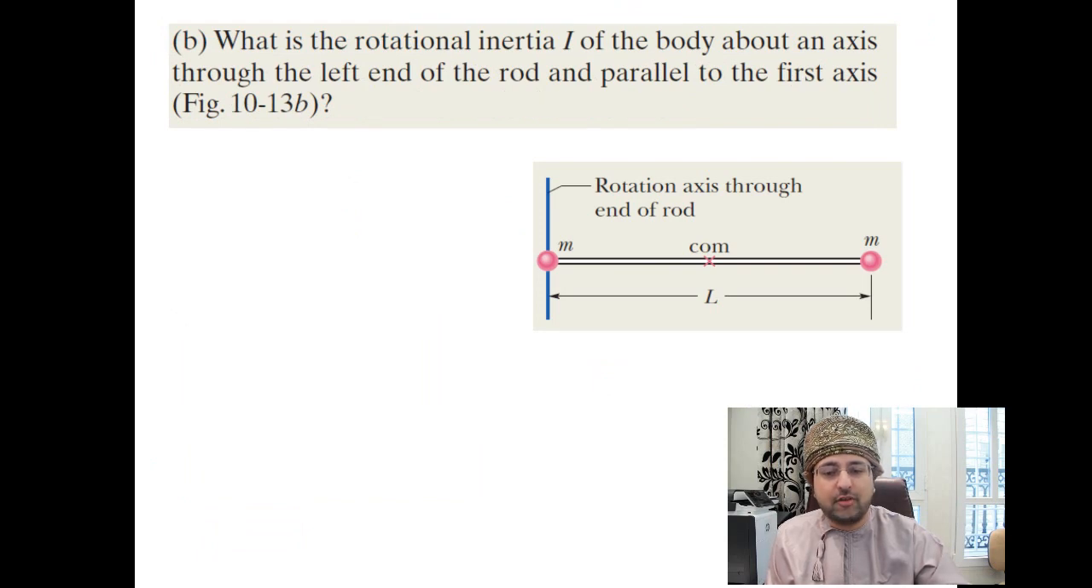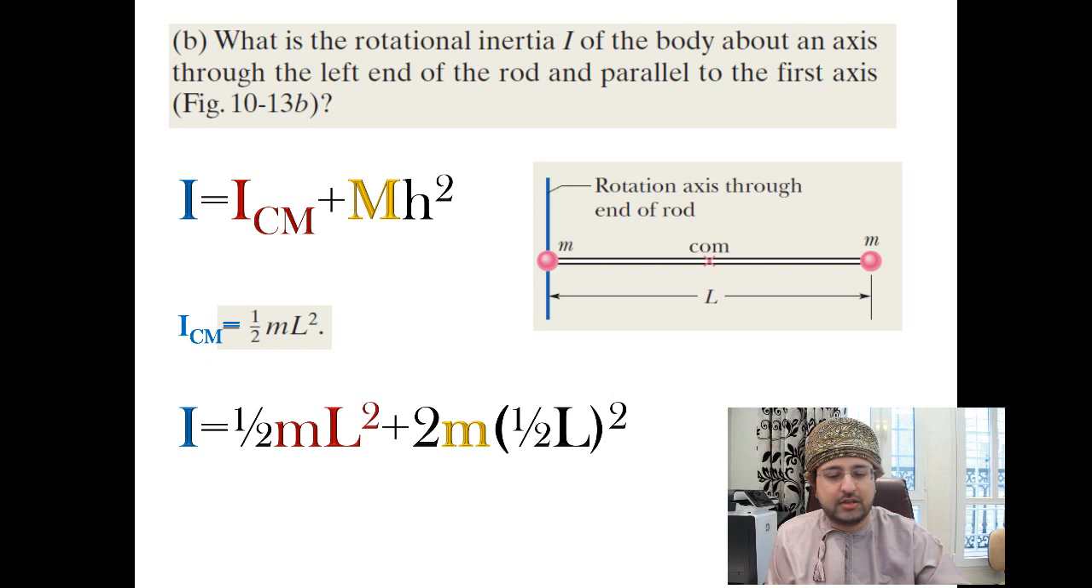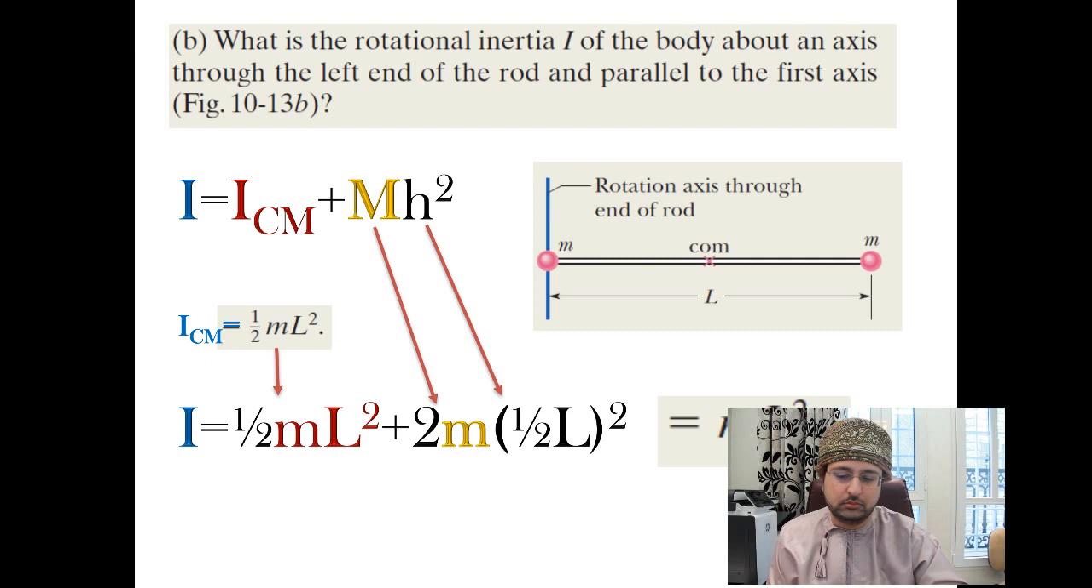What is the rotational inertia of the body about an axis through the left end of the rod and parallel to the first axis? Well, we can do the sum of m r squared again, but this time we're going to do it using the parallel axis theorem. We take our half mL squared that we know already, and we add 2m, because m and m, times the distance. Our entire length is L, but our COM was already at half L, so the shift is half L, so half L squared. We end up with mL squared.